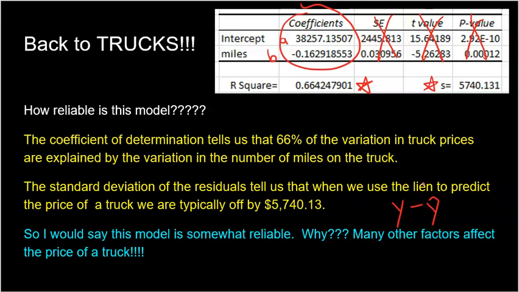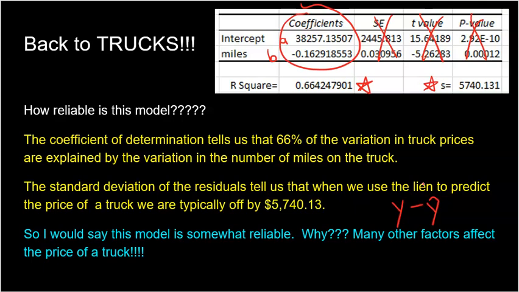Now, why do these two concepts, coefficient of determination and standard deviation of the residuals, talk to us about reliability? Well, if you're going to use a linear model to make a prediction, the standard deviation will tell you how far off you are. Let's be honest. If my standard deviation here was only $5, oh my gosh, I'm doing a really good job at making predictions. My predictions are only off by $5? Then that's going to show a very reliable line that is going to really help you understand the price of a truck based on its mileage.